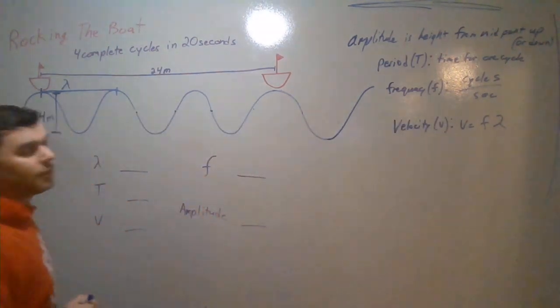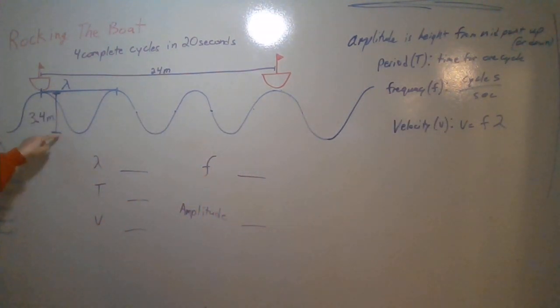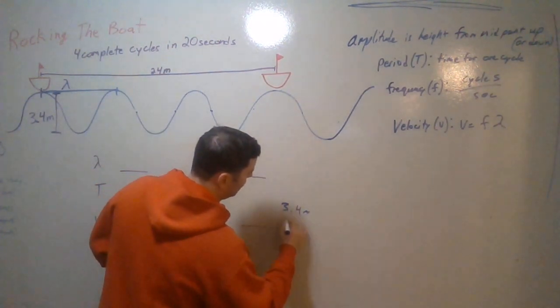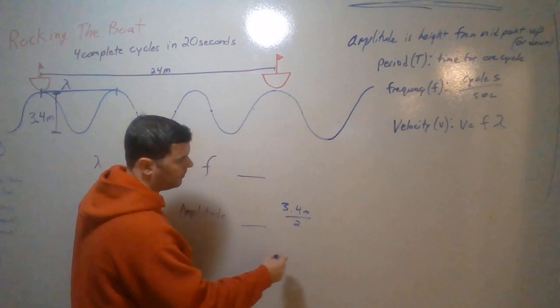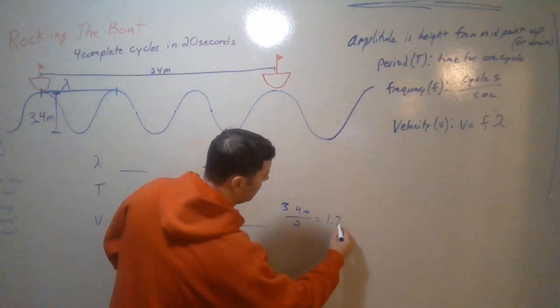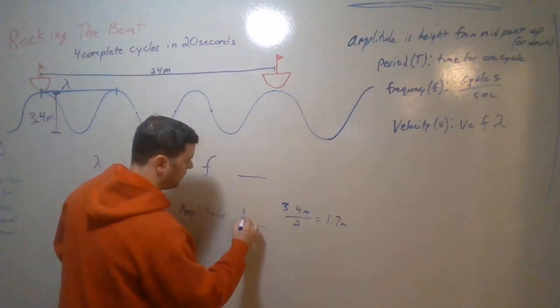Amplitude 3.4 meters we're given here between trough and crest. You should already know that's too much. That's two amplitudes. We need to cut that in half to get the amplitude. You divide by 2. So we're going to take 3.4 divided by 2 because that's two amplitudes, and that'll give us 1.7. And that's going to be your answer for amplitude.